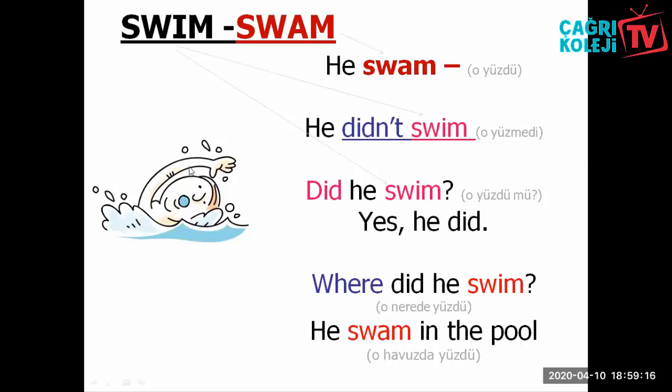Another example, swim. Swim changed into swam. He swam, you see. He didn't swim. When it is negative, we go back to the bare infinitive. Swim, the first form of the verb. And did he swim? Yes, he did. No, he didn't, you can say. Where did he swim? He swam, because it's a positive sentence and we have to use the second form of the verb. He swam in the pool.